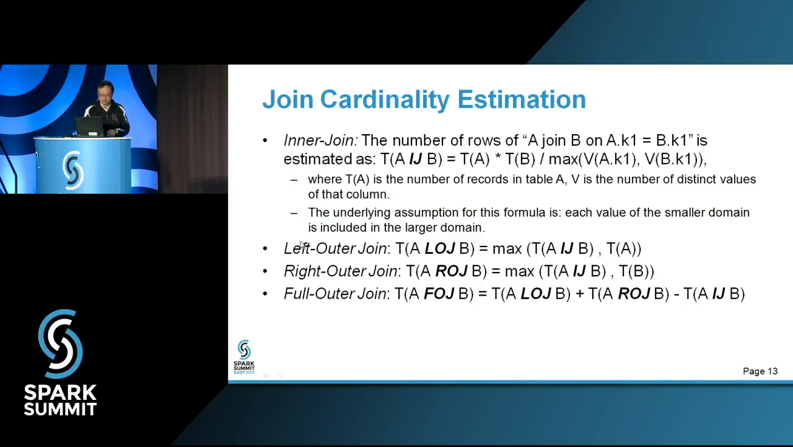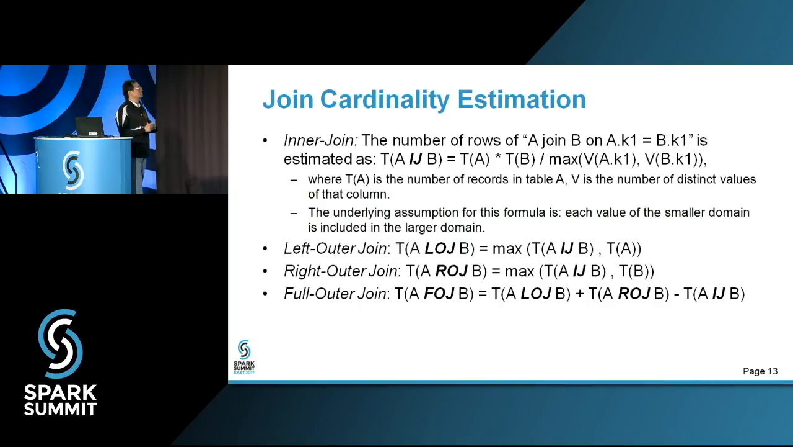As for the left outer join, the left outer join cardinality is the larger value of the inner join cardinality and the number of records in table A. This is because for the left outer join A join B, if a record in table A does not produce a join record, we still need to include that record from table A. For the corresponding columns in table B, we just put null values. Similarly, the right outer join cardinality is the larger value of the inner join cardinality and the number of records in table B.